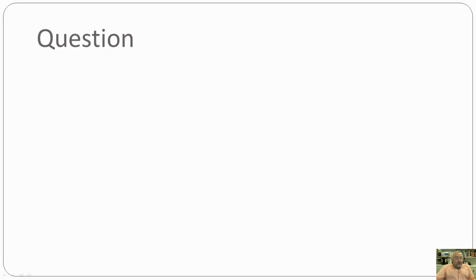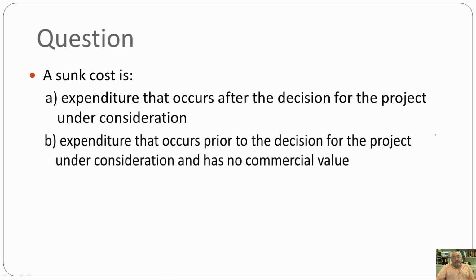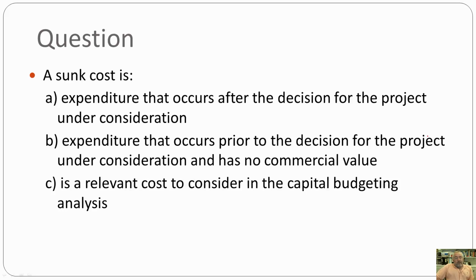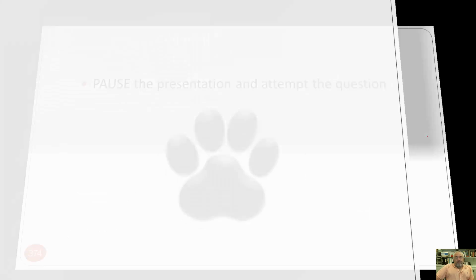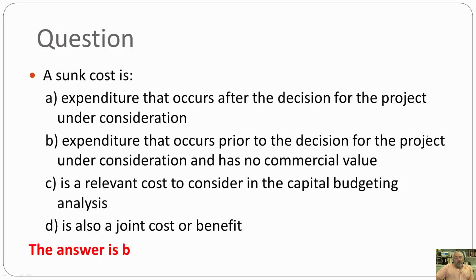What's a sunk cost? Is it expenditure that occurs after the decision for the project under consideration? Is it expenditure that occurs prior to the decision for the project under consideration with no commercial value? Is it a relevant cost? Is it a joint cost or benefit? Whatever that means. Clearly it's B, right? It's something that has happened that will not change under the decision. And as a consequence, it is irrelevant for making the decision.